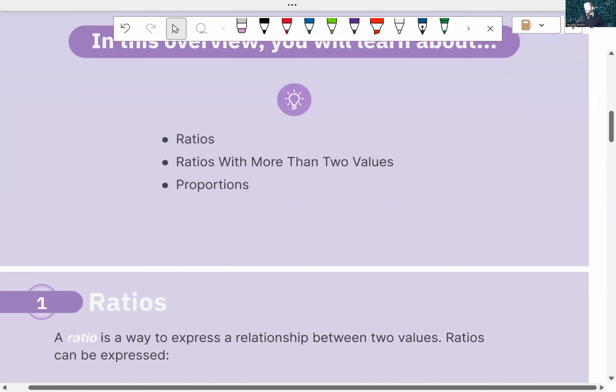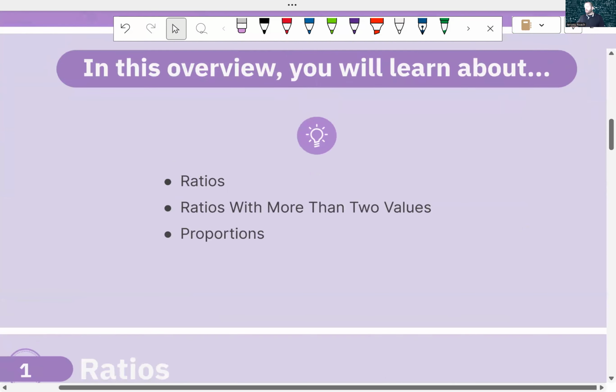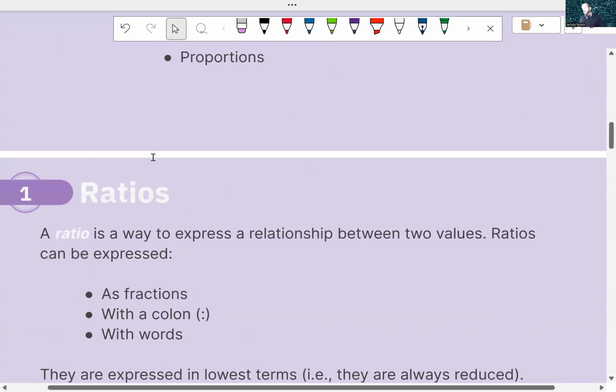So a ratio is usually comparing two different values, but sometimes we're going to see ratios that have more than two values. So we'll be comparing, let's say, maybe three items of one kind. We're also going to look at how to write a ratio as a proportion.